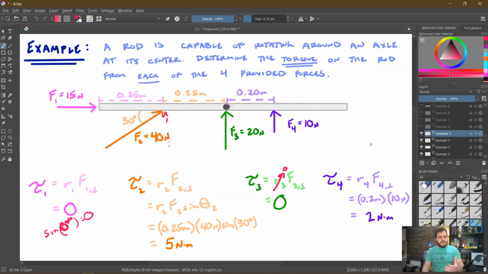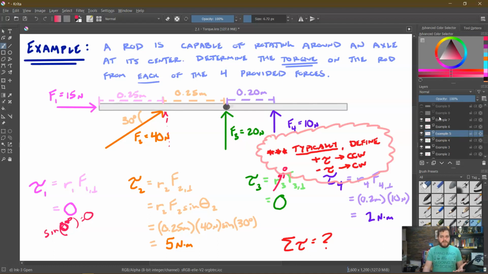But let's say we want to take it a step further, and let's say we want to know what is the net torque on this object. You might be tempted to say, okay, 5 Newton meters, 2 Newton meters, 0 and 0, so it's going to be 7 Newton meters. And that's not quite correct. The reason why is because the torque going this way from F2 and the torque going this way from F4 are going to be opposing each other. And so we need to start defining positives and negatives.